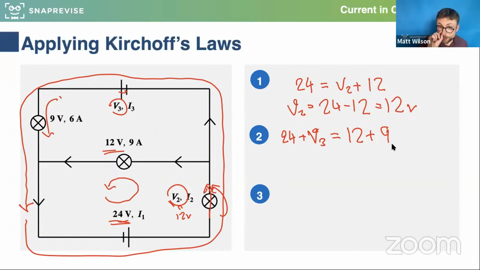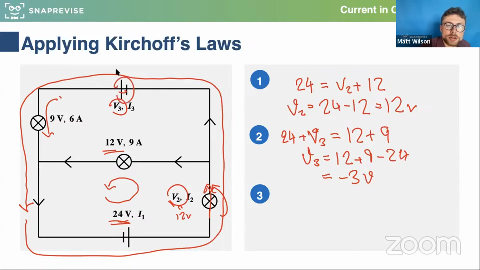And here's something kind of fun. If we rearrange here, we're going to get that V3 is equal to 12 plus 9 minus 24. And that's kind of funny because it's actually minus 3 volts. So what that means is that secretly, this thing is actually pushing the other way. Okay, cool. So when you get a minus voltage, it means that your cell is actually pushing the other way to the way it was drawn. Cool. So anyway, we figured out its voltage. That's great. It's minus 3.